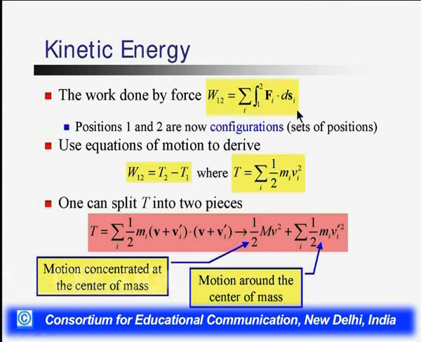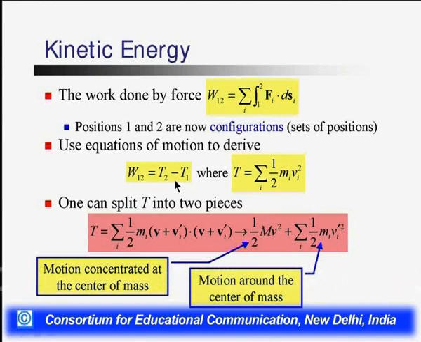We are taking from the previous equation. There we define the F dot ds. Here we define the work function for 1, 2 for all the ith particles. The position 1 and 2 are now configurations. We set the position 1 and 2. Now use the equation of motion from the previous derivation.